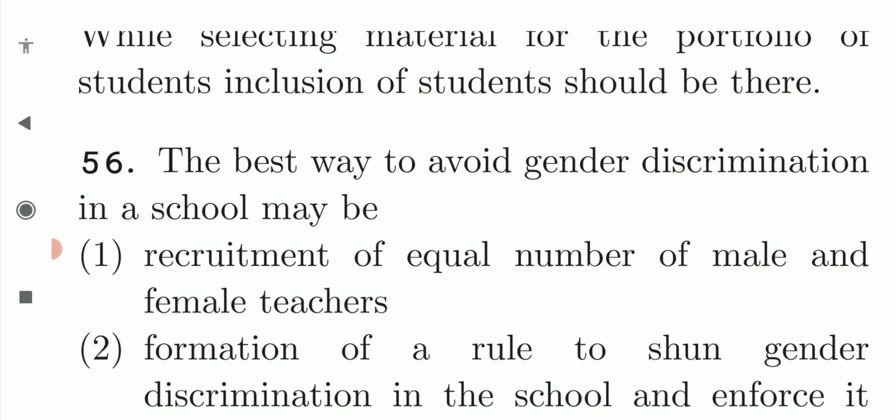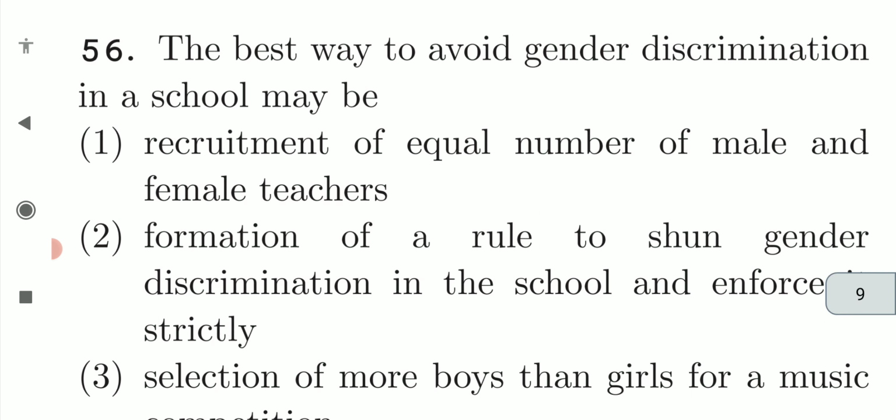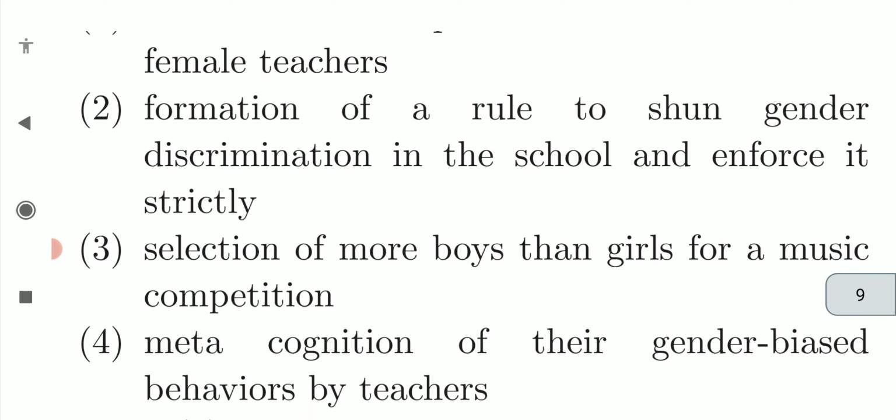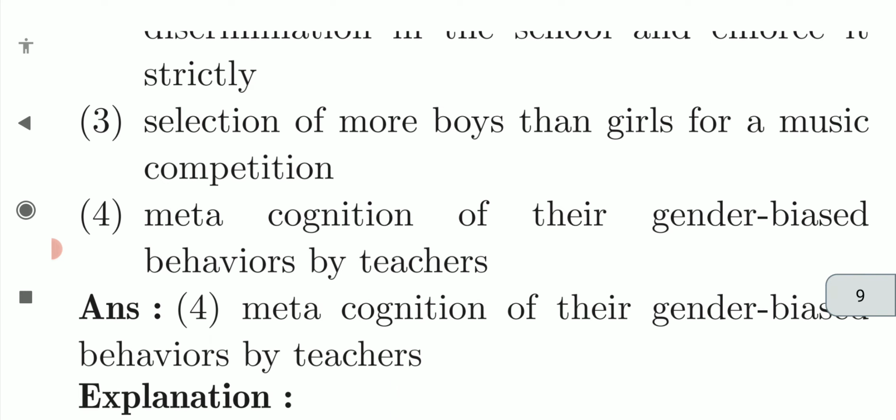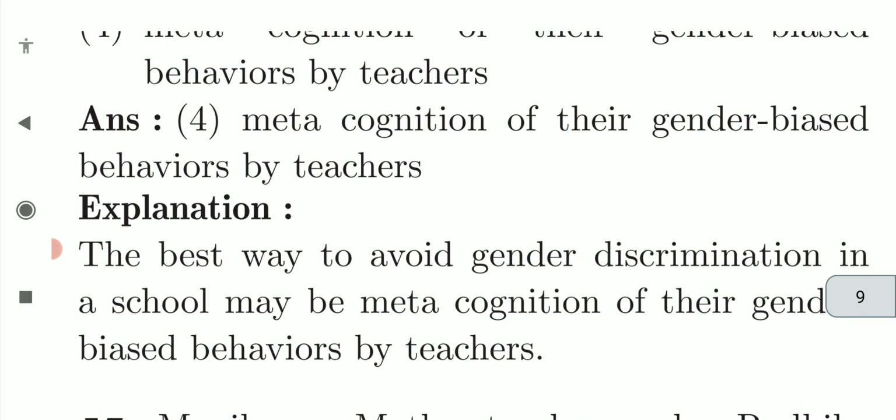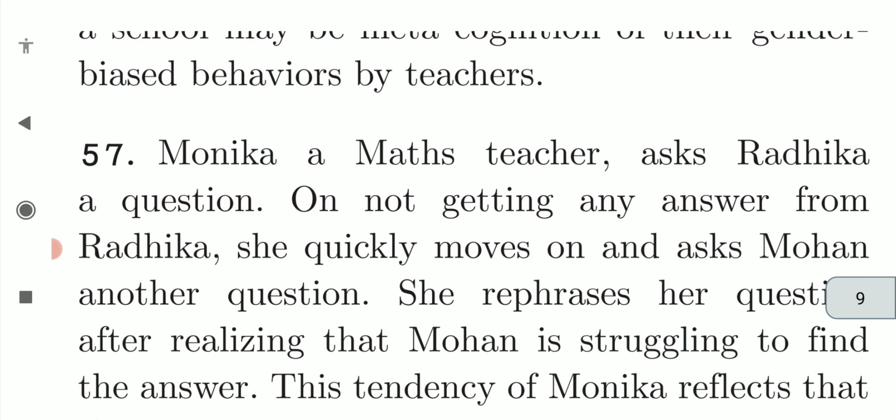Best way to avoid gender discrimination in school may be: first option, recruitment of equal number of male and female teachers. Formation of a rule to shun gender discrimination in the school and enforce it strictly, selecting of more boys than girls for music competition, metacognition of their gender based behavior by teacher. Okay, the best way to avoid gender discrimination is metacognition of their gender biased behavior by teacher. The teacher should not show any gender bias. That is the best way.